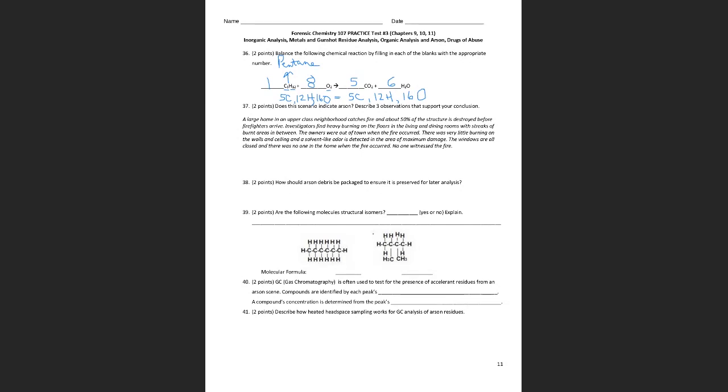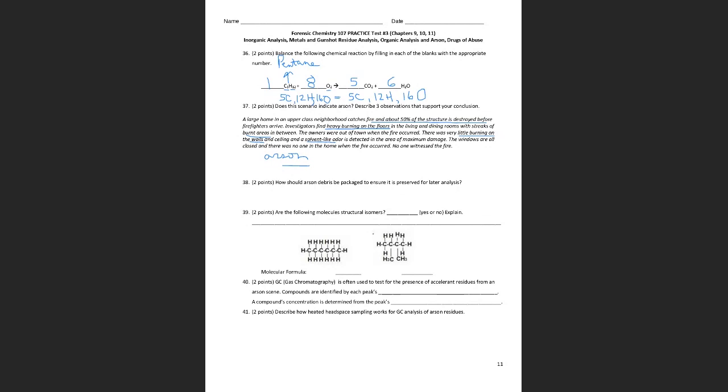All right, arson scenario. Large home, 50% of the structure is destroyed. Heavy burning on the floors, that starts to indicate arson. Streaks of burnt areas. So heavy burning on the floors, streaks of burnt areas, that means that they were pouring accelerant between areas. Little burning on the walls, so we probably don't have an electrical fire. Solvent-like odor. I think this is the same example we did in class. I need to mix up my examples. So definitely arson for those reasons.